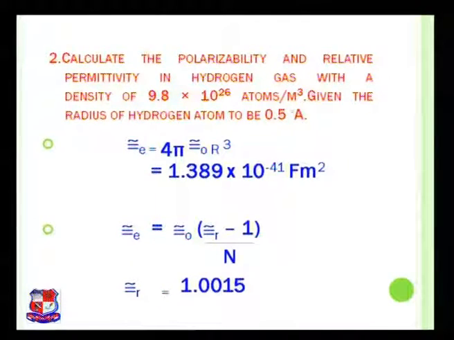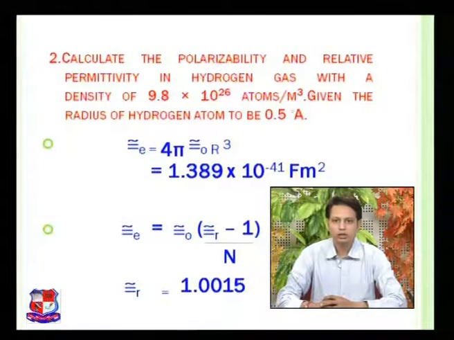Let us move towards the next question. The next question is actually a numerical which can be asked for 3 marks. This is a question which can be asked from dielectrics. This was the question from your last question paper. Calculate the polarizability and relative permittivity in hydrogen gas with a density of 9.8 into 10 raised to 26 atoms per meter cube, given that the radius of the hydrogen atom is 0.5 angstrom.